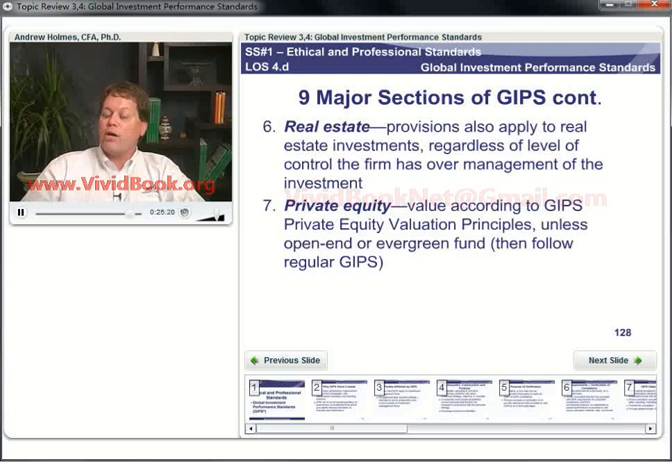Number 7, private equity. This is quite an extensive section. But the notion here is that the value in private equity investments has to be reported according to GIPS private equity valuation principles, unless it's an open-end or evergreen fund. But nonetheless, the point here is that there are very specific principles. Now, this is actually going to be something you're going to get a view of, not necessarily from a GIPS point of view, but from a valuation point of view, and it just happens to be GIPS compliant as you progress through the CFA curriculum, but you're not going to see that at level 1. Just realize that this creates a very unique and challenging valuation framework, and there are special rules that are associated with the private equity investments that would be reported.